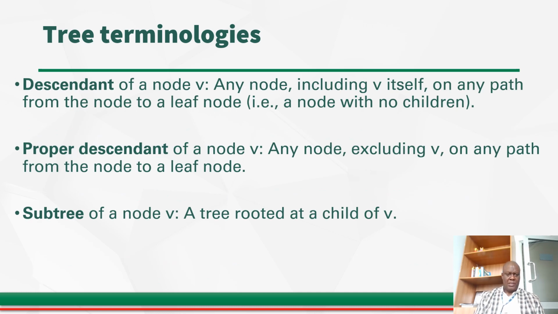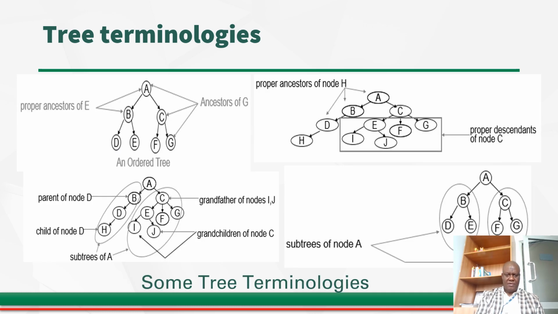Tree terminologies. Descendant of a node V: any node, including V itself, that is the vertex itself, on any path from the node to a leaf node, which is a node with no children. Proper descendant of a node is any node excluding V on any path from the node to a leaf node. Subtree of a node: a tree rooted at a child of V. So these are some tree terminologies.